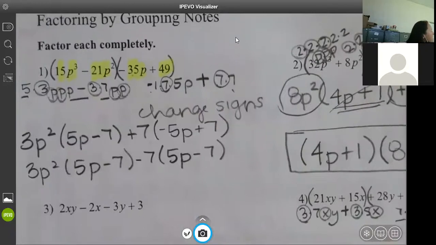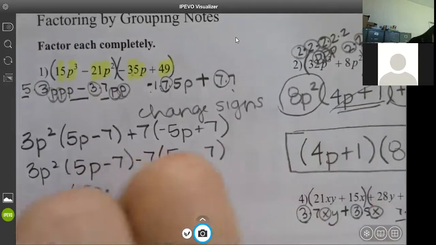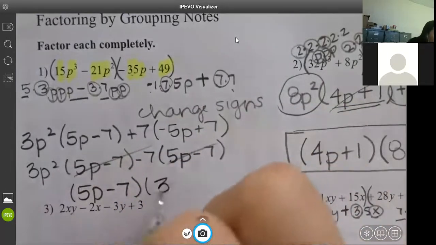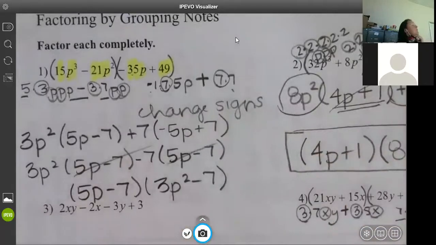Now, once I've changed the signs, do they look alike? Yes. So your first factor is 5p minus 7, those sets of parentheses. And your second one is what's left outside, which is 3p squared minus 7. So all you have to do if you forget how to work with that negative is change the sign if it looks backwards, okay?